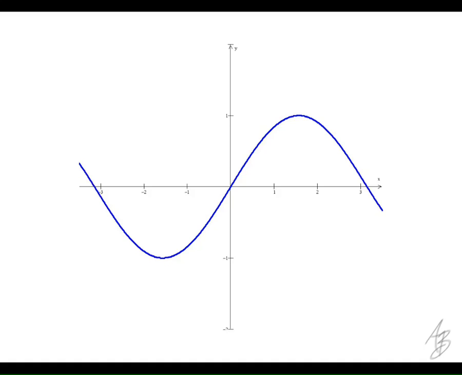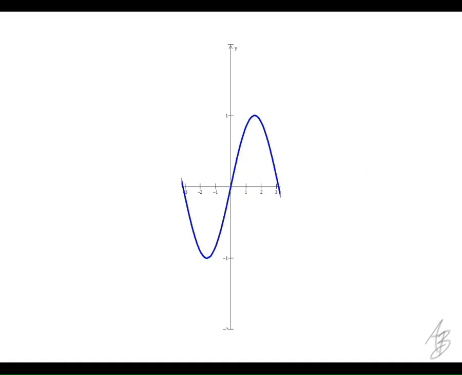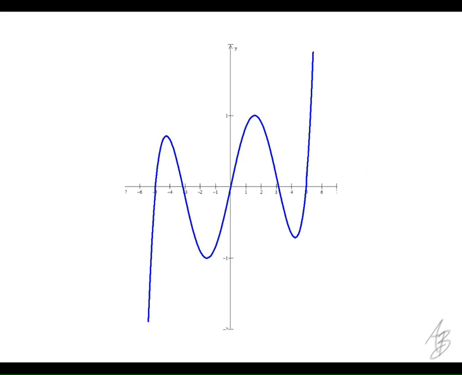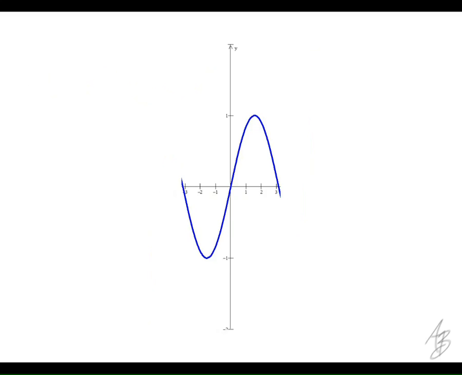Here's why that's useful. Not only can we approximate curves with lines, but we can approximate any curve with a polynomial. So this is the sine curve. This also looks like the sine curve, but it's not. Within this viewing window, it looks like it, but watch what happens when I zoom out a little bit. Does that look like the sine curve now? From here, it has all the properties of the sine curve that we would expect.